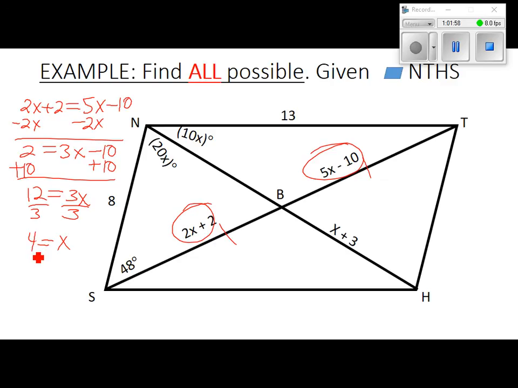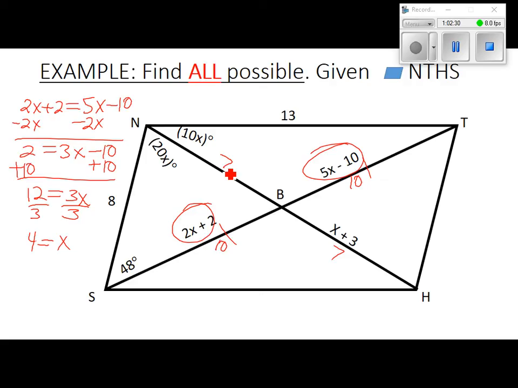How long is this segment? 10. So that segment's 10. How long is this segment? 10. How long is this segment? 7. What other segment does that tell us? NB has to be 7, so we can put that in there. Now, is that all it tells us? No. Now, let's keep going.